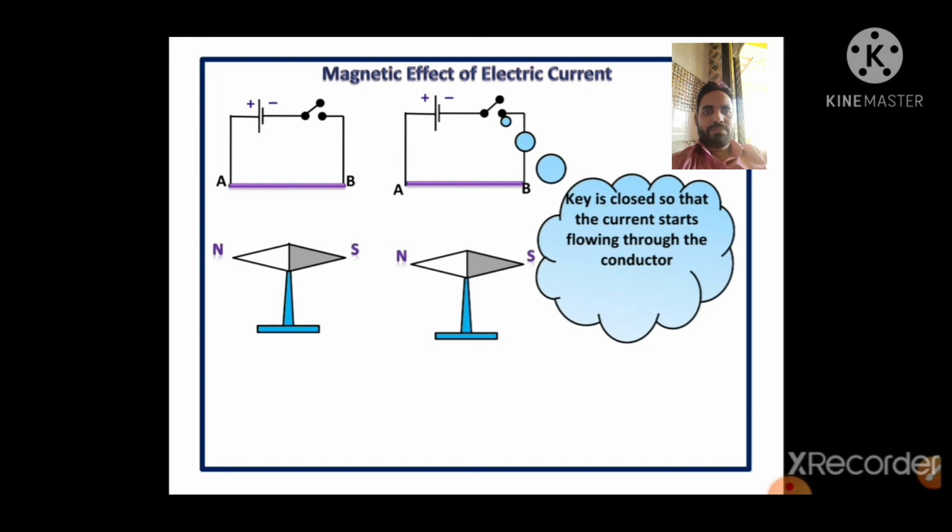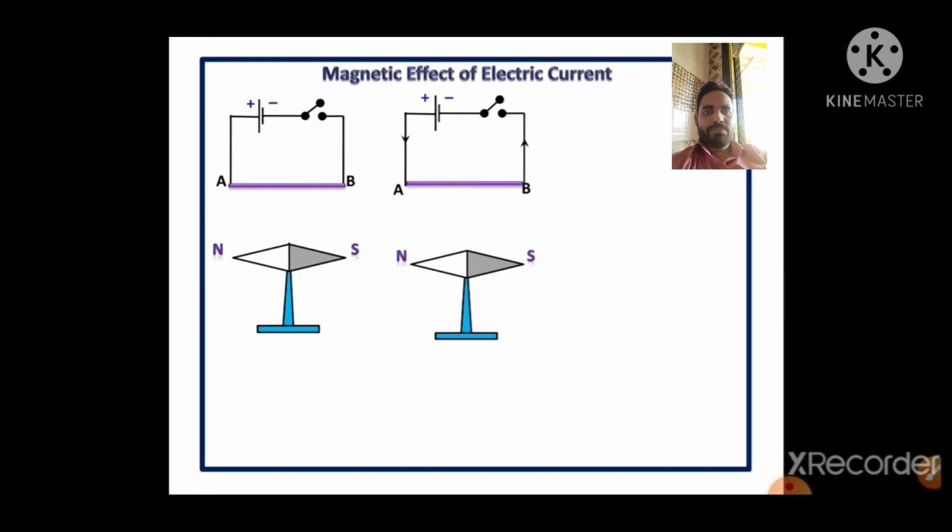Now we will close the key. As soon as we close the key, the current will flow. Now do you know what the direction of flow of the current is? Yes, definitely we know the direction of current, that is from the positive terminal to the negative terminal. All this concept we have also studied in 9th standard, right? So current always flows from the positive terminal to the negative terminal.